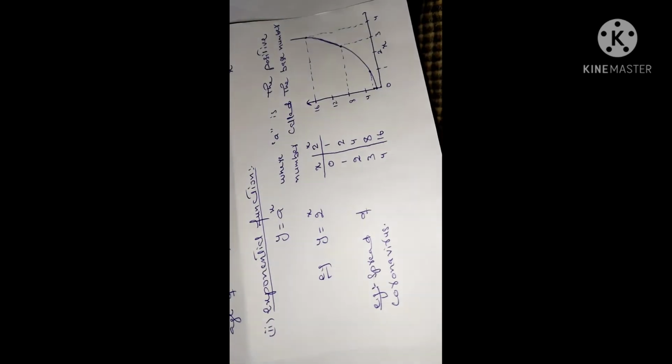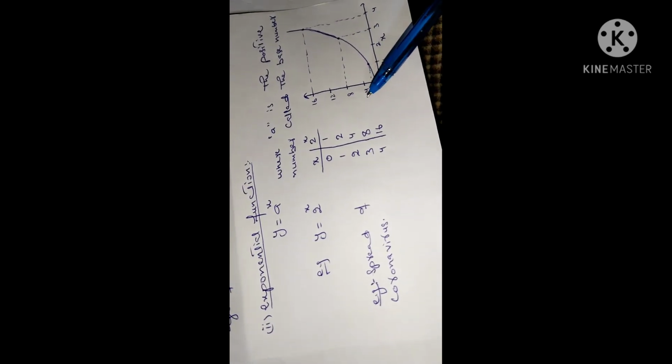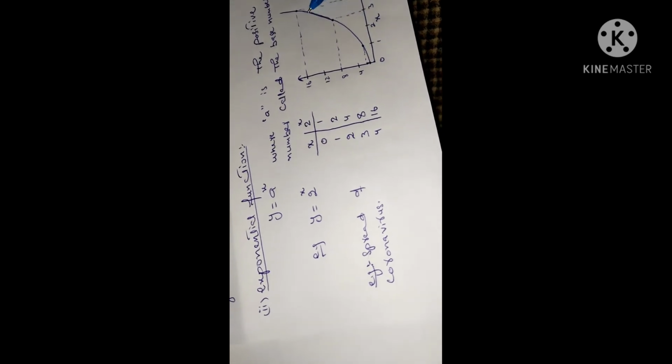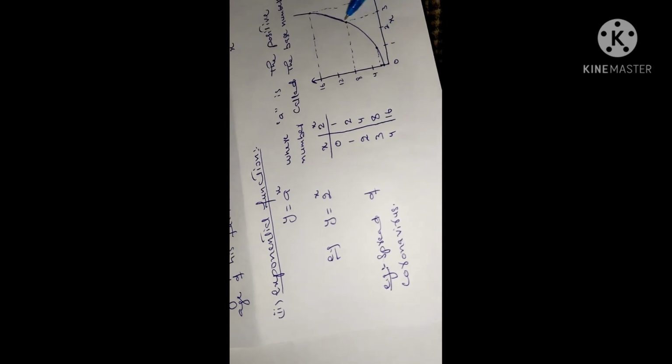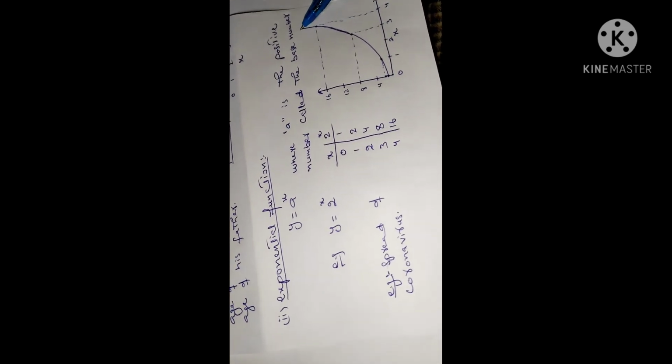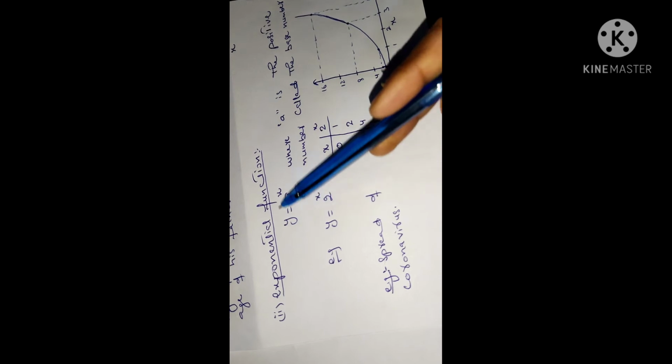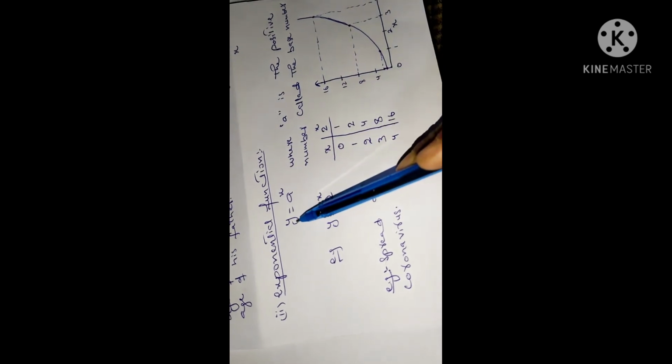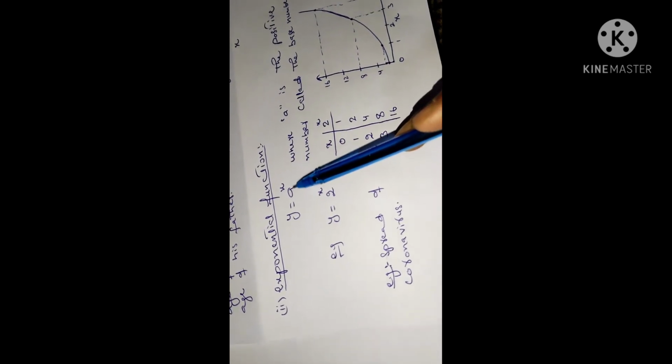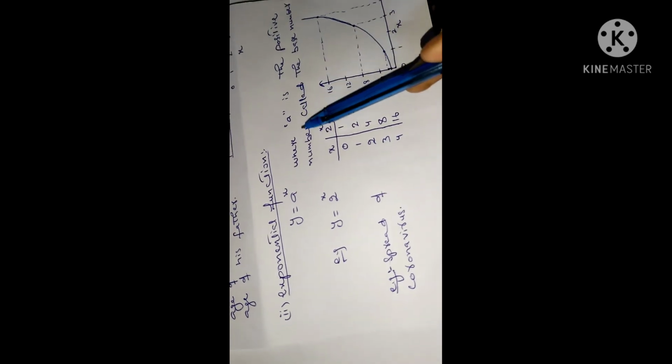Now next one is exponential function. See here, before moving to the definition, let us move to the graph. Here, see, this is a curvature. Okay, when this type of graph arises, we say it is an example of exponential function, and its mathematical form is y is equal to a raised to power x, where a is a positive number. Always it should be positive, and this a is called the base number.